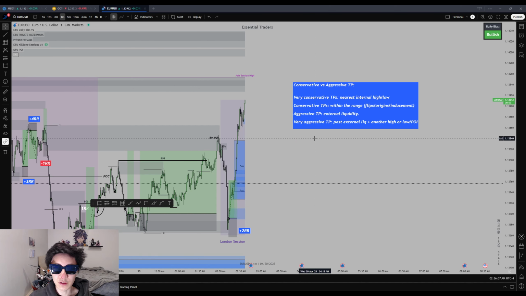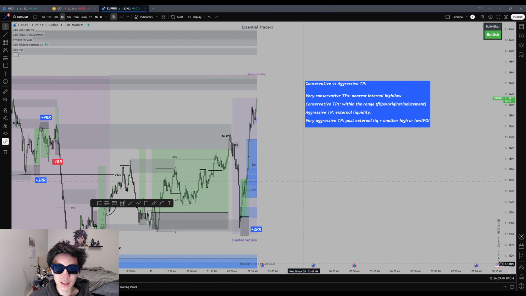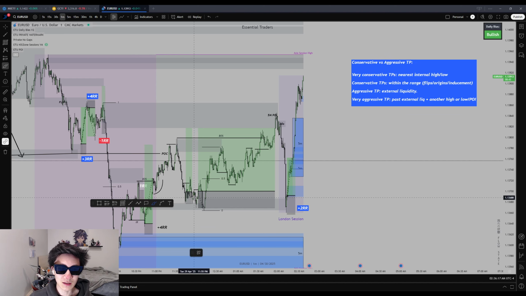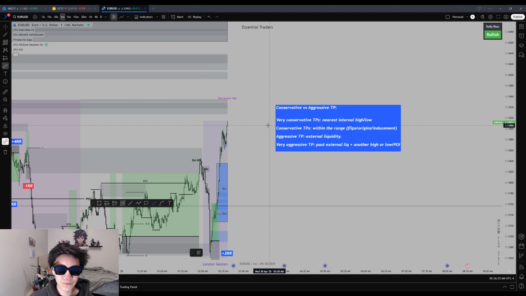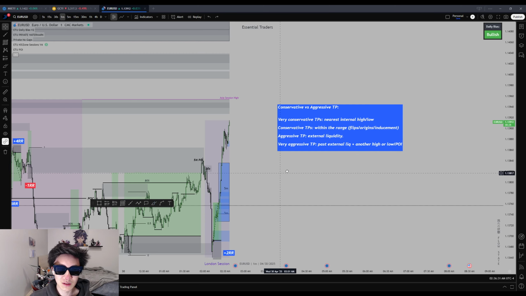So let's first go over very conservative TPs. Now for me, this very conservative TP, I'm not using for my main strategy setup where we're looking for internal reversals in the market, like trades like these. I'm not looking at TP at the nearest internal high or low like this. I'm just bringing this up so you guys understand that when we're trading the scalping strategy, the IFG scalping strategy, we are using very conservative TPs for that strategy.